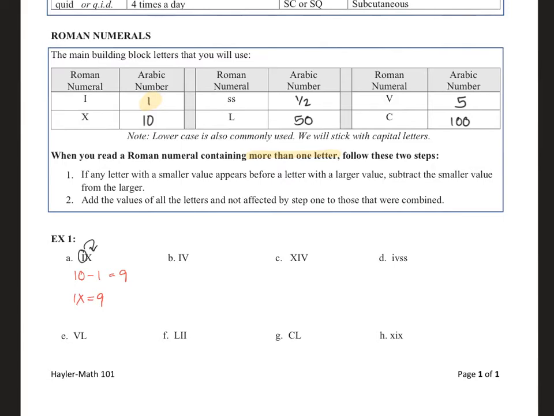All right? With that same concept, if we had XI, this is saying 1 more than 10, which would be 11. All right, so taking a look at this one, once again we have the smaller number before the bigger number, which is saying here we want 1 less than 5. Okay, so 1 before 5, which you can do the subtraction or you could do it in your head. So 5 minus 1 is going to be 4. So IV is 4.